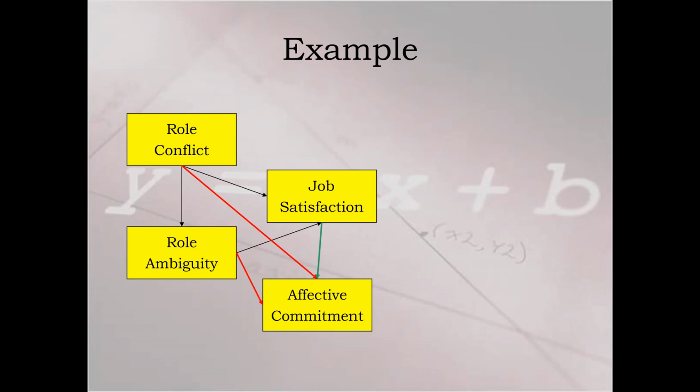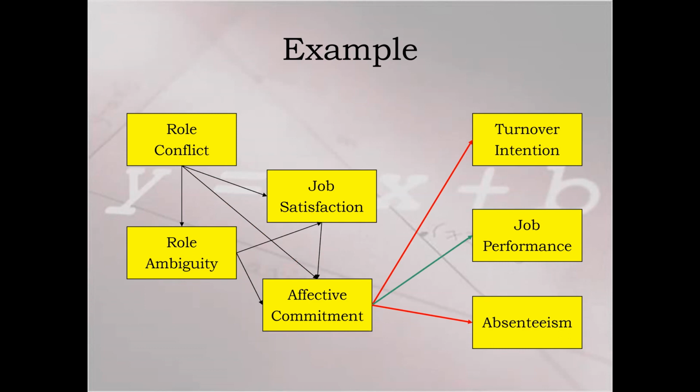So here, wherever we're hypothesizing a negative relation, such as one goes up, the other goes down, I'm indicating that with red arrows. And positive relations, I'm indicating with green arrows. Notice also that the arrows are one way, that they originate in one variable and lead to another variable. So we're thinking that, for example, higher role conflict leads to lower affective commitment, and not that affective commitment leads to lower role conflict. Okay.